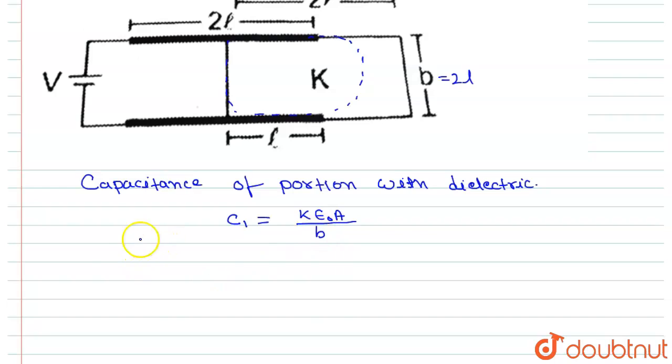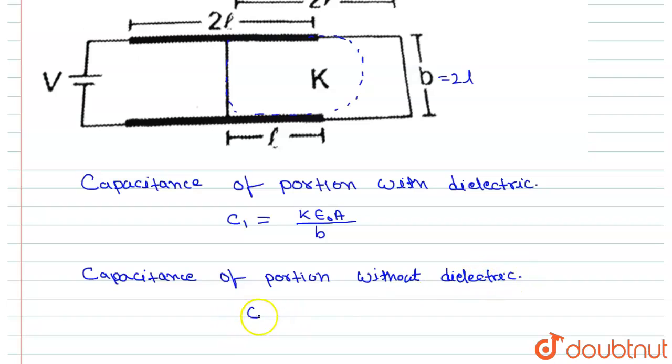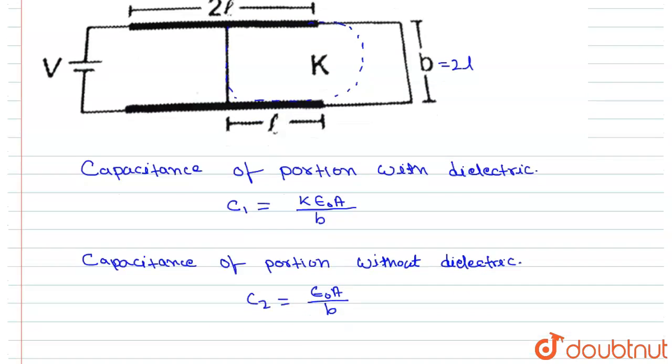So the capacitance of the portion without dielectric we can also find. This is C2, and it is equal to epsilon naught A divided by B. Now we can find the C equivalent.